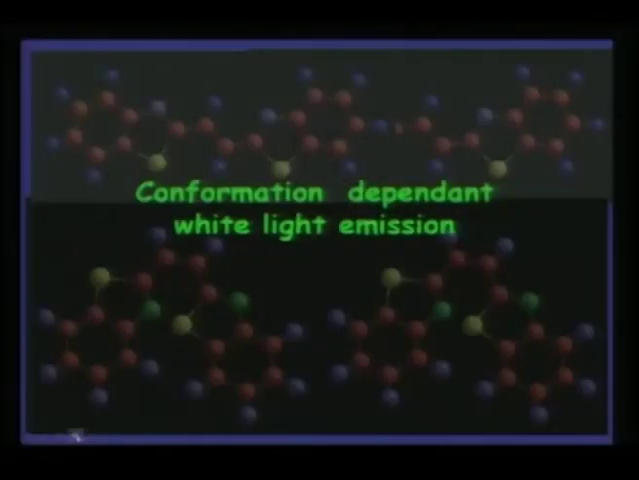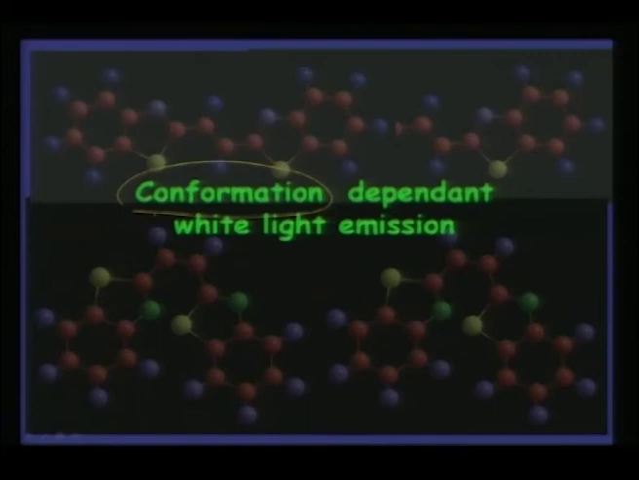The device, the way you make it, can also be manipulated to give you white light, not necessarily that the white light has to come from the molecule. So, the EL device has a lot of features in it which control the light output. So, first example, conformation dependent white light emission. What is this conformation dependent?